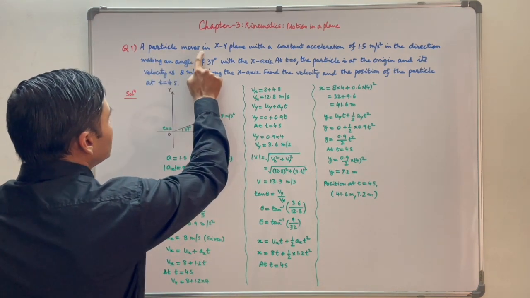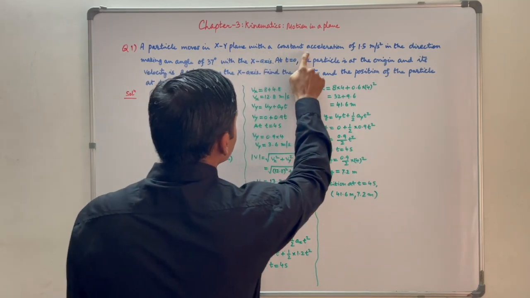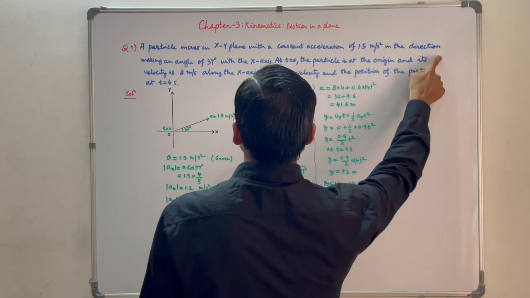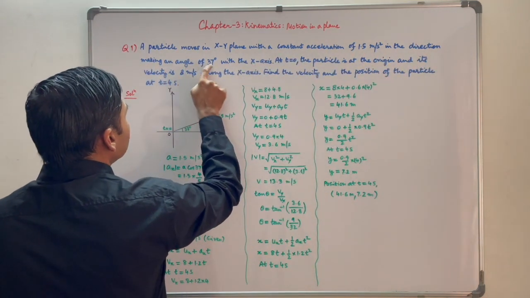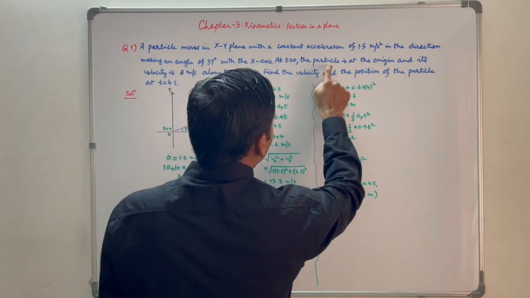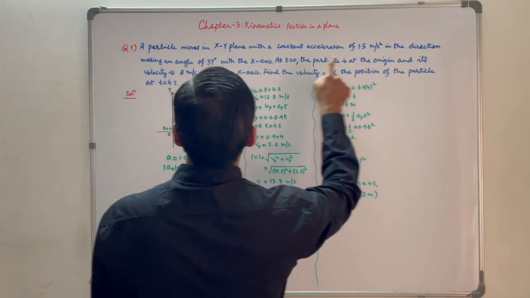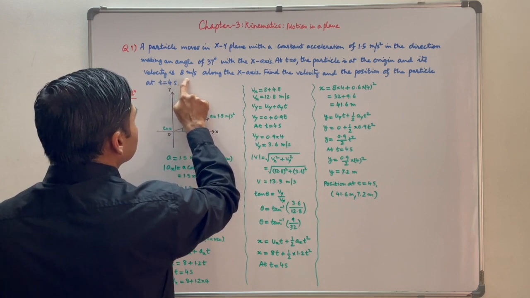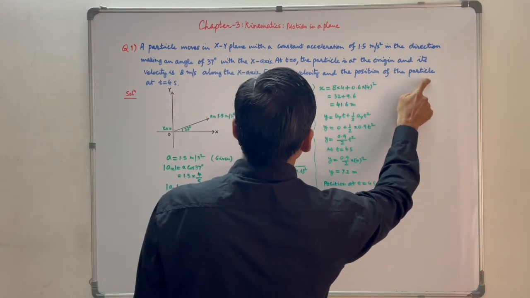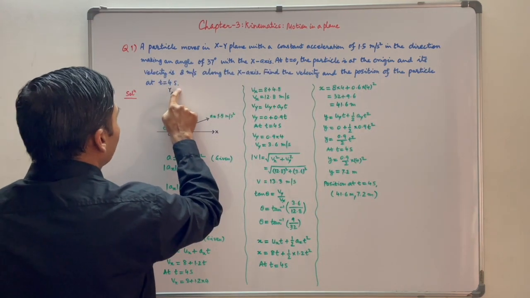A particle moves in the xy plane with a constant acceleration of 1.5 meter per second square in the direction making an angle of 37 degree with the x-axis. At t is equal to 0, the particle is at the origin and its velocity is 8 meter per second along the x-axis. Find the velocity and the position of the particle at t is equal to 4 seconds.